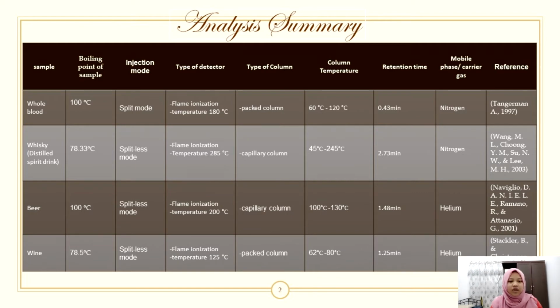Next, the type of column. There are only two types of column in GC: the first is the packed column and the next is the capillary column. Packed column is usually 1 to 5 meters and capillary column is 10 to 100 meters. And next is column temperature, which varies in different samples. This is because column temperature depends on the volatility of the compound.